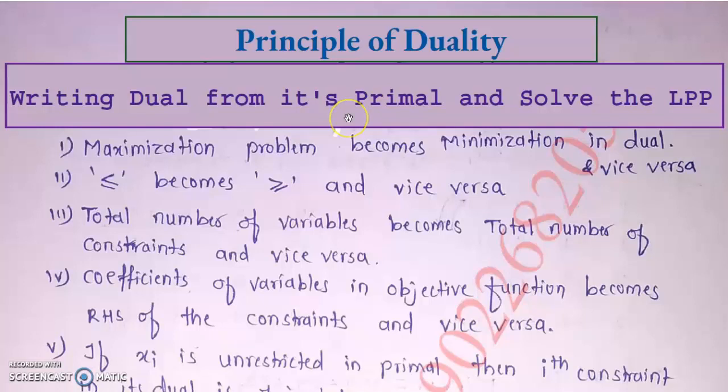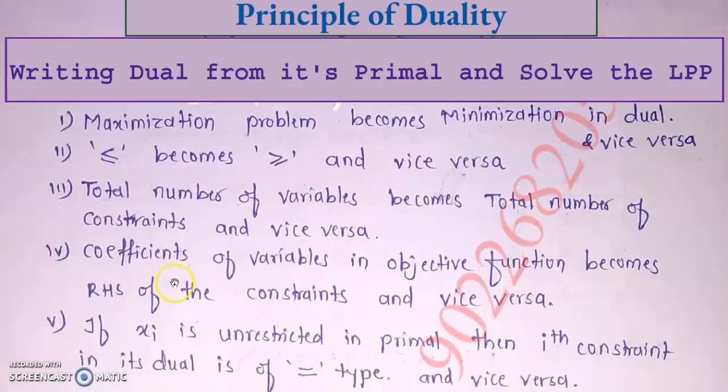Now let's see what is the difference between the given LPP and its dual. The given primal is of maximization type, it becomes minimization in its dual and vice versa. If constraints are of less than or equal to type, then they become greater than or equal to type. Then the total number of variables in primal becomes the total number of constraints in dual. The fourth observation is that the coefficients of variables in the objective function, that is coefficients of x1, x2, x3, become the RHS of the constraints and vice versa.